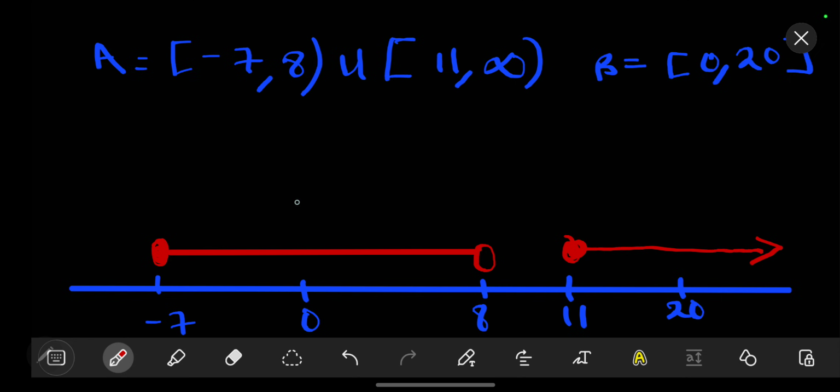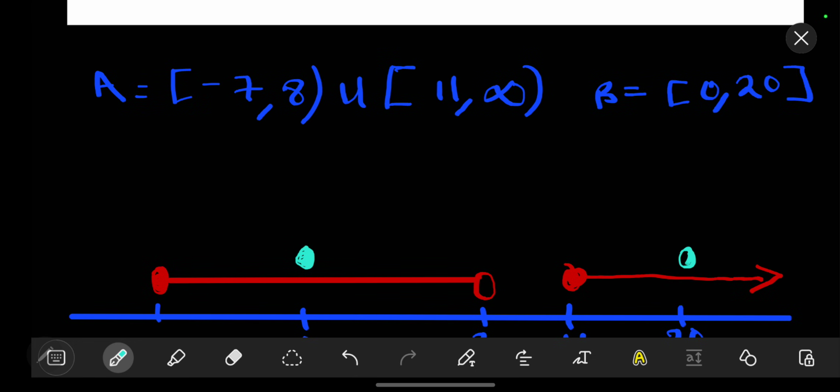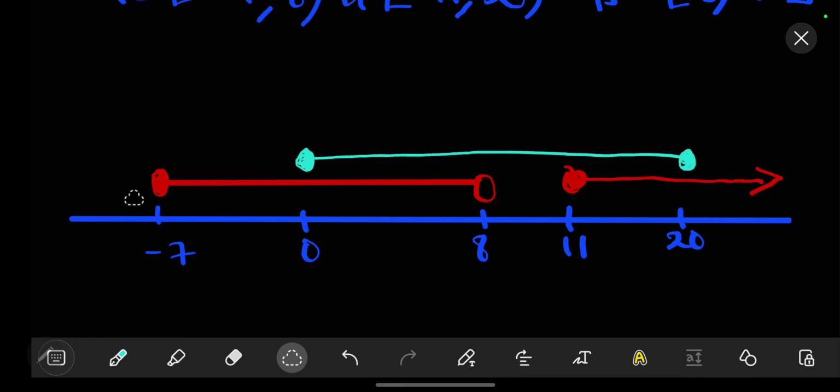The other part is B. It is saying 0 to 20, with both numbers included. So we have our 0 included like that. We also have our 20, which is also included. Then we are going to join them to show our B like that. So we can just label them. So this is our A, this is still our A, then this one is our B like that.